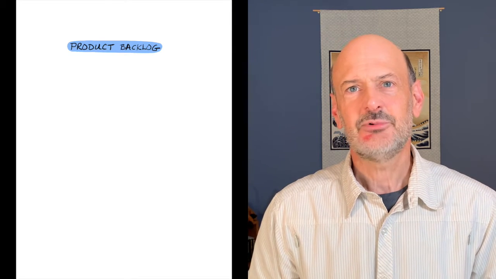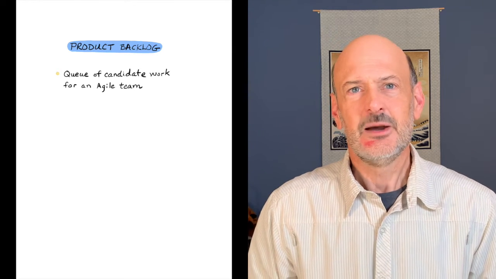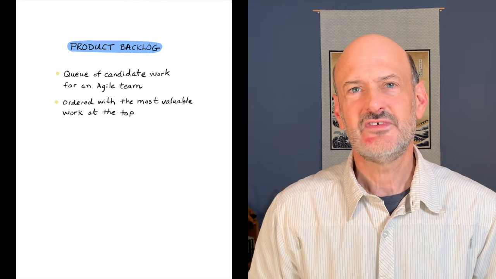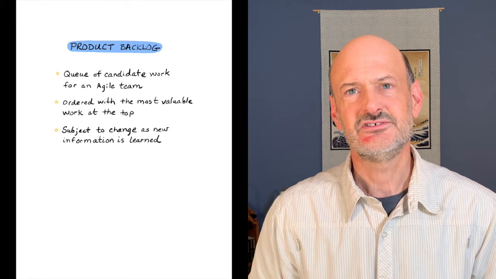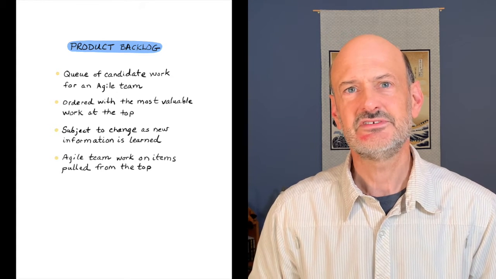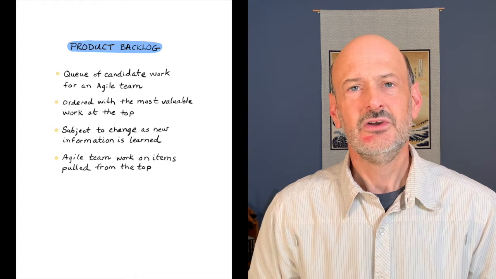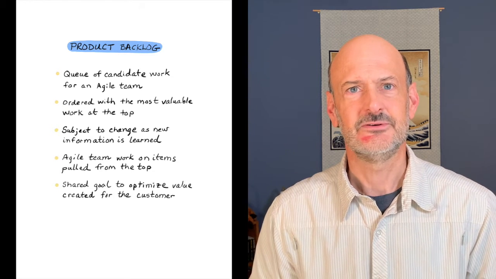In Agile, a product backlog is the queue of candidate work for an Agile team. A product backlog is ordered with the most valuable work at the top and is subject to change as new information is learned. Agile teams work on items pulled from the top of the product backlog with a shared goal to optimize the value created for the customer.